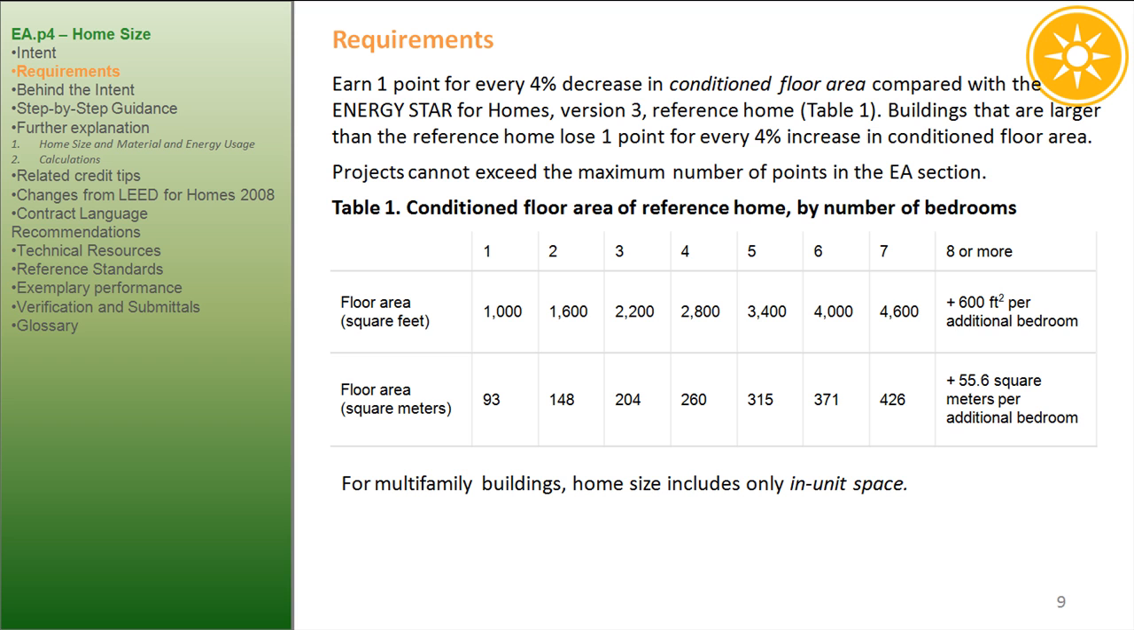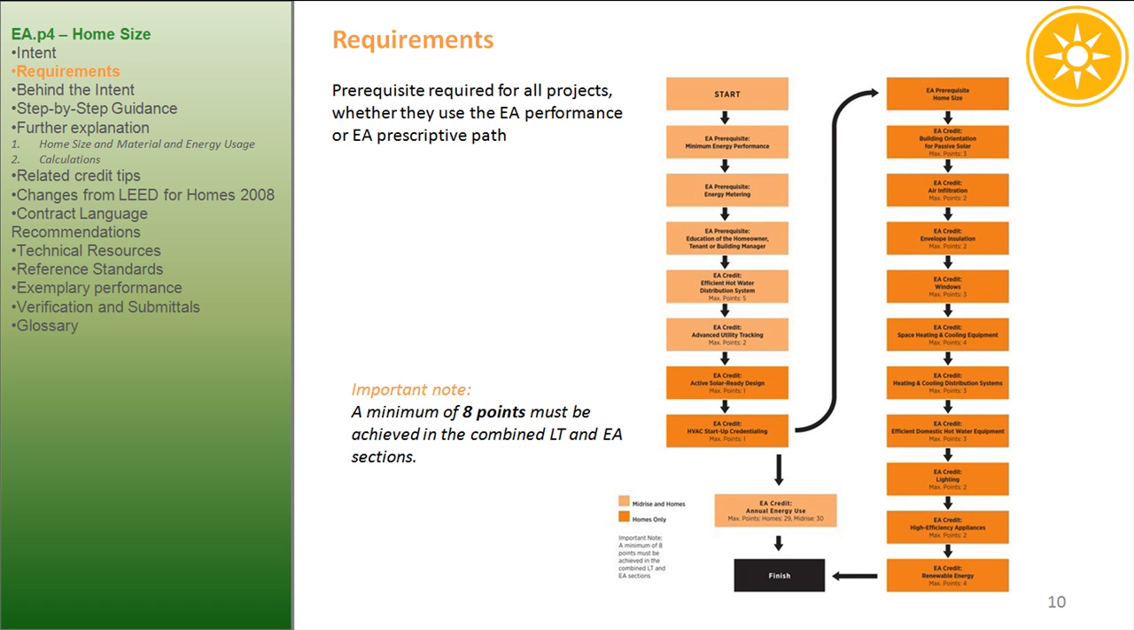6 bedrooms equals 4,000 square feet or 371 square meter. 7 bedrooms equals 4,600 square feet or 426 square meter. 8 or more bedrooms equals plus 600 square feet per additional bedroom or plus 55.6 square meter per additional bedroom. For multifamily buildings, home size includes only in-unit space. Prerequisites required for all projects, whether they use the EA Performance or EA Prescriptive path.